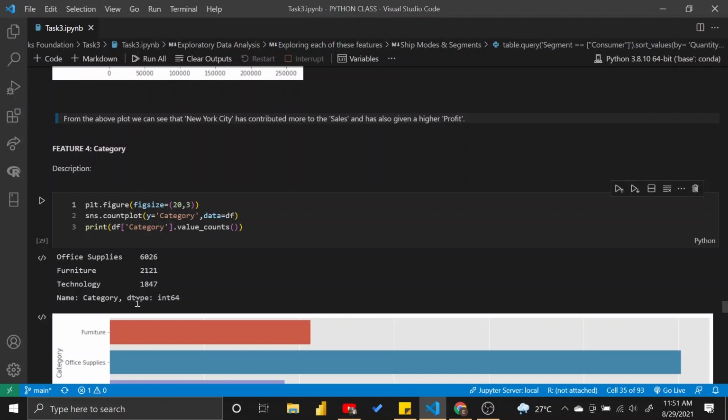Now one thing that you've noticed is that for all my object data type columns, I've used count plot. Now you can use whatever plot you want.